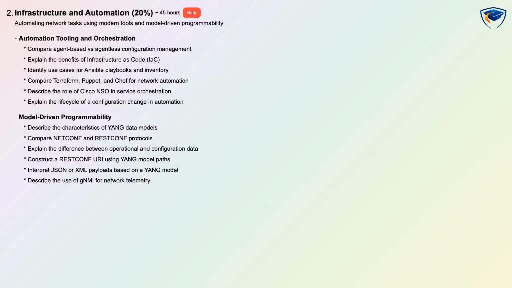Infrastructure and automation is 20% of the exam, focuses on automating network tasks and model-driven programmability, and is rated hard with an estimated learning time of 45 hours and assessment type hands-on plus conceptual. You will compare agent-based and agentless configuration management, learn the benefits of infrastructure as code and when to use Ansible playbooks or Terraform, and understand service orchestration roles such as Cisco NSO and the life cycle of configuration changes.